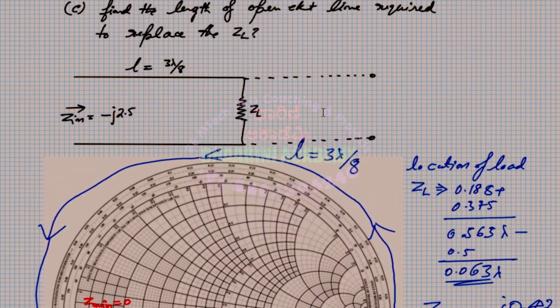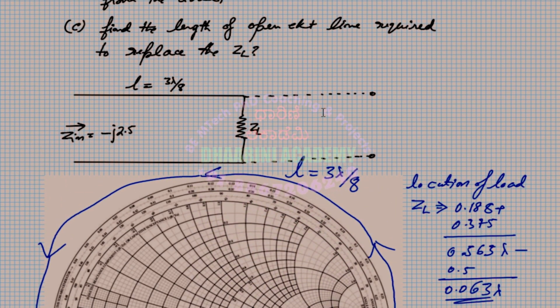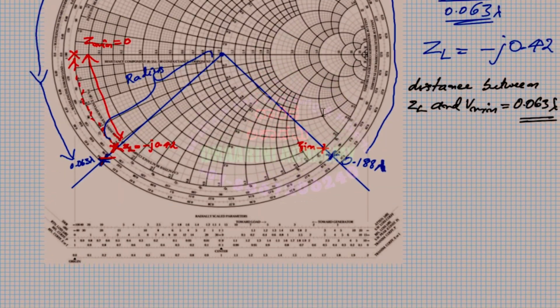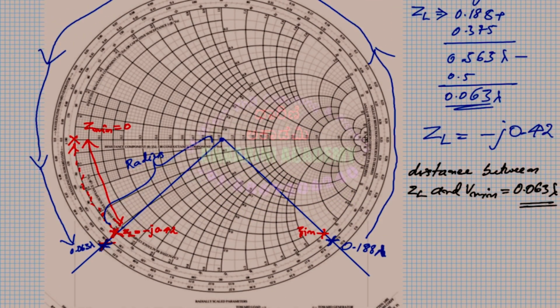Let's move to the third part. Find the length of the open circuited line required to replace this ZL. So open circuited line means what is the impedance? Impedance is actually infinity.